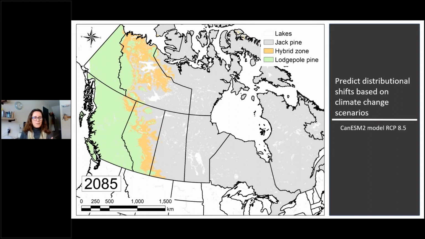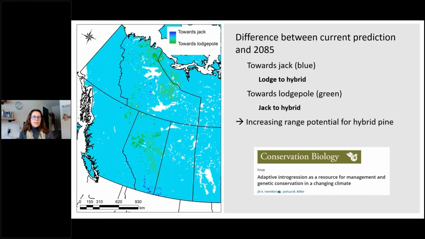To give you a better idea, I created a surface that looks at the difference between our current prediction, 2020, and 2085. Here, the really dark blue is areas of the landscape that were more suitable to lodgepole pine, and are now shifting more towards jack pine genetics. So it's actually a shift from lodgepole to hybrid pine. And in the dark green, we're having a shift towards lodgepole.